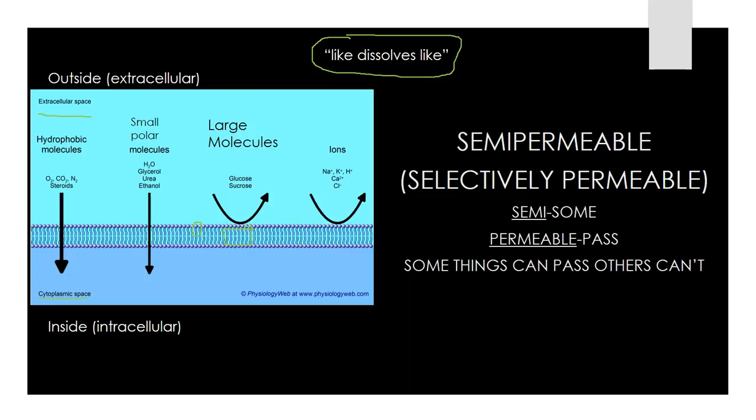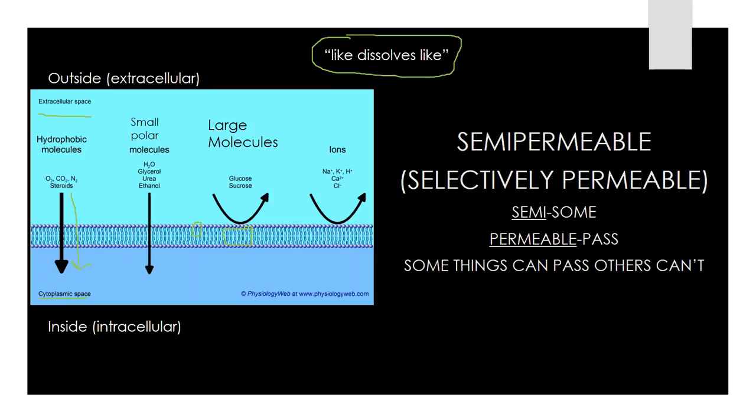So what can pass through? Well, anything that is hydrophobic and small is going to be able to pass right through or diffuse right through the plasma membrane. Okay, so things like oxygen, carbon dioxide, nitrogen, and some of our small steroids are going to be able to pass right through.